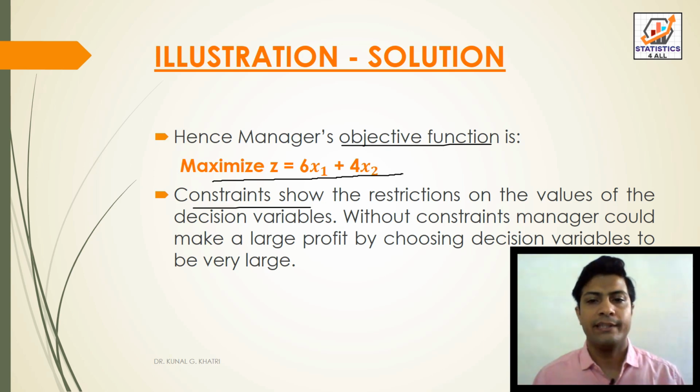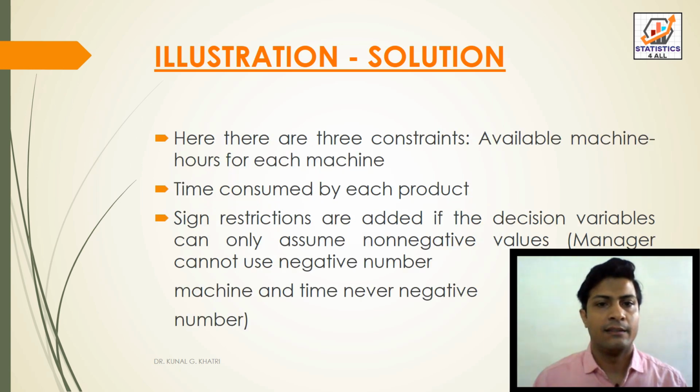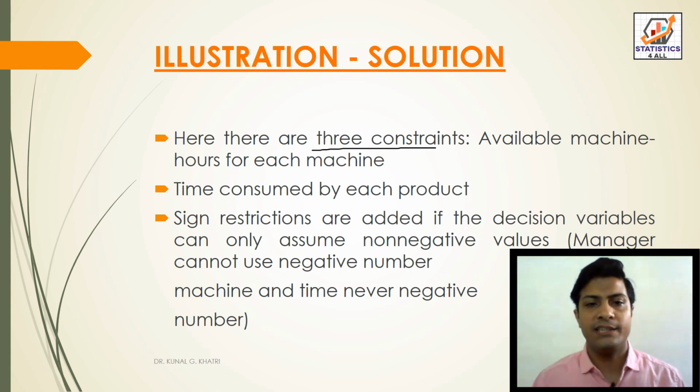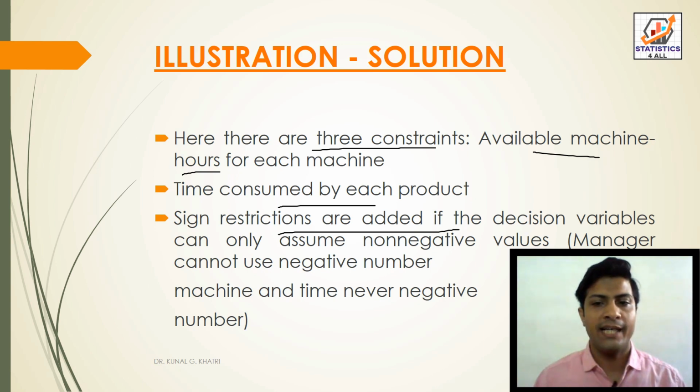Constraints show the restrictions on the values of the decision variables. Without constraints, the manager could make a large profit by choosing decision variables to be very large. Here there are three constraints: available machine hours for each machine, and time consumed by each product. Sign restrictions are added if the decision variables can only assume non-negative values. The manager cannot use a negative number of machines, and time is never negative.